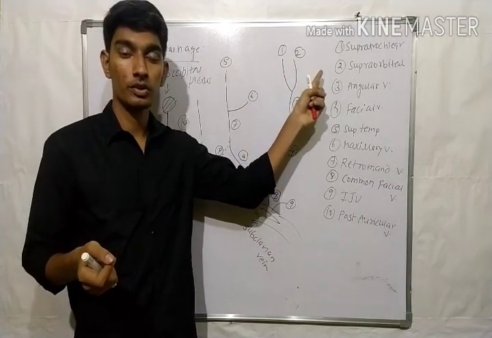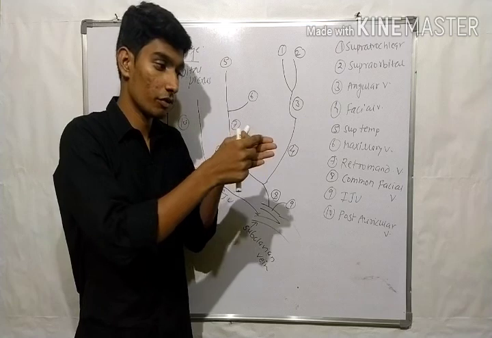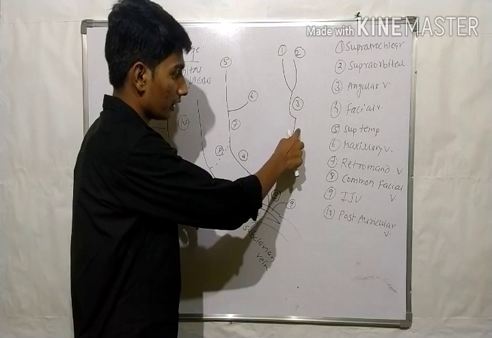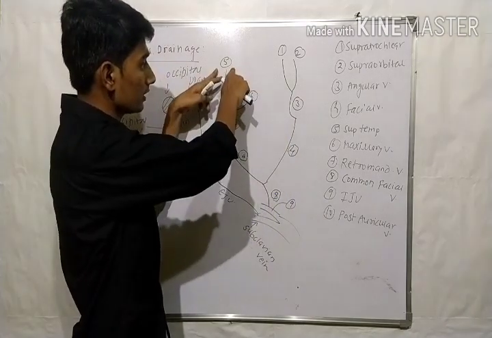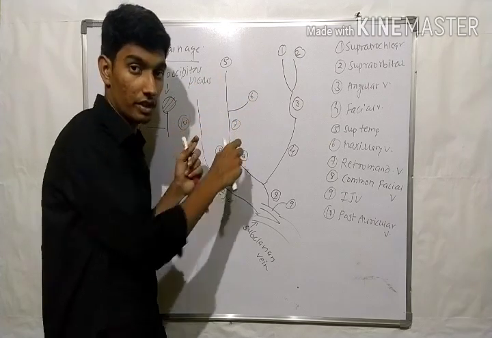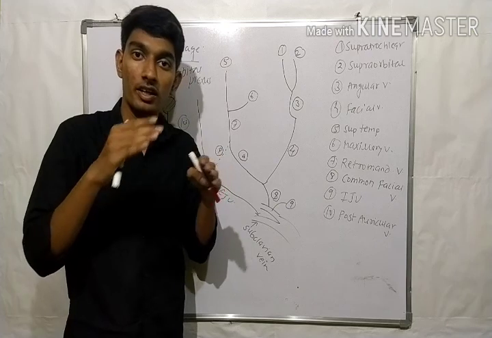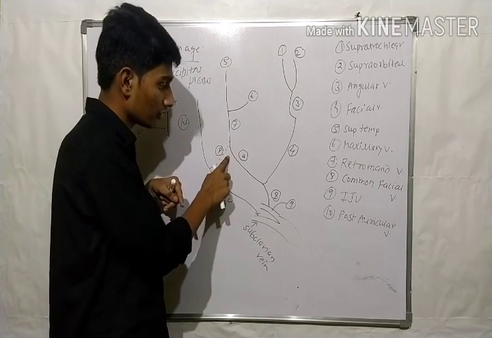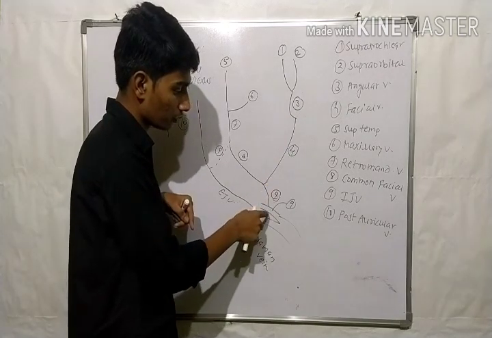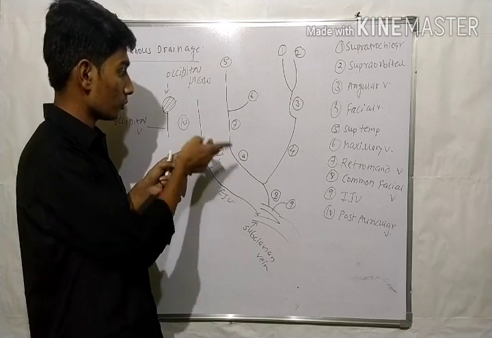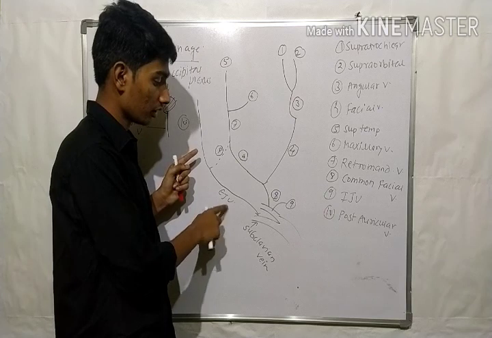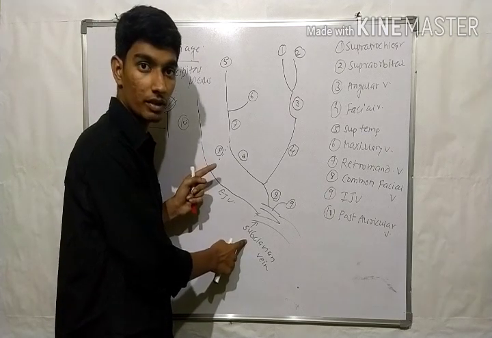So let us quickly revise. The supratrochlear vein combines with the supraorbital vein to form the angular vein, and the angular vein continues as the facial vein. The superficial temporal vein combines with the maxillary vein to form the retromandibular vein, which gives anterior and posterior divisions. The anterior division combines with the facial vein to form the common facial vein, which opens into the internal jugular vein. The posterior auricular vein combines with the posterior division of the retromandibular vein to form the external jugular vein, which drains into the subclavian vein.